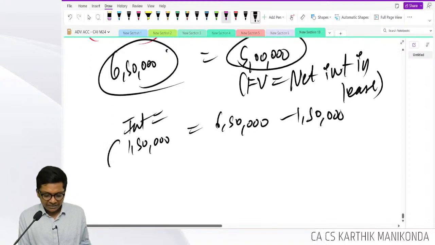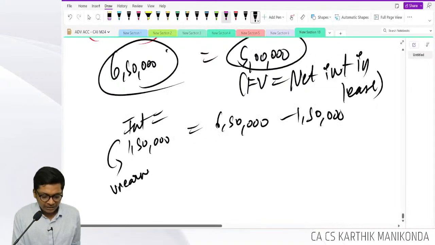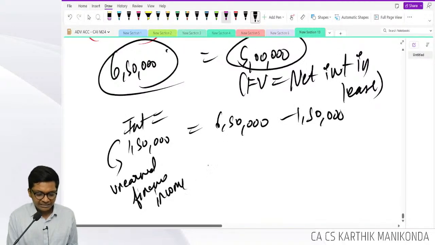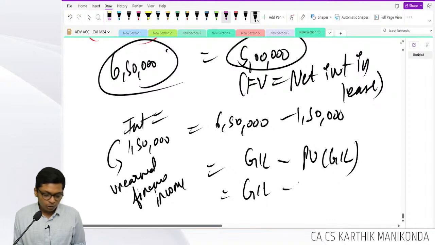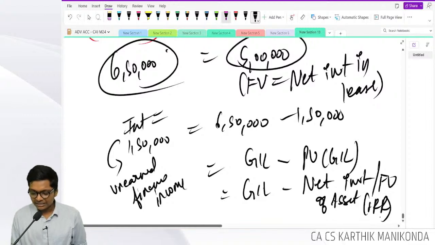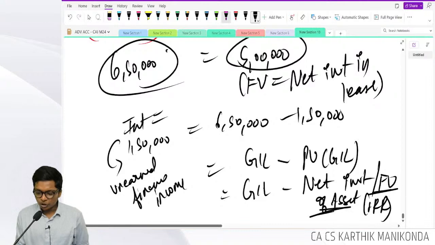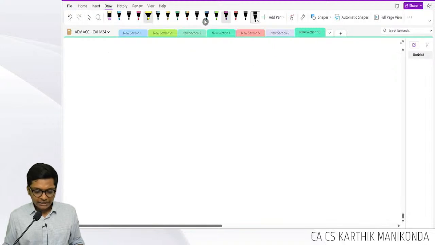If I replace the numbers, interest is called interest. Have I earned it or yet to earn? So it's called unearned finance income. I'm yet to earn. So unearned finance income is GIL minus present value of GIL, but GIL minus present value of GIL is equal to net investment or fair value of asset when discounted at IRR. That's when you use the word fair value of asset. Are you following? So three equations you have to remember. Very simple equations, guys.